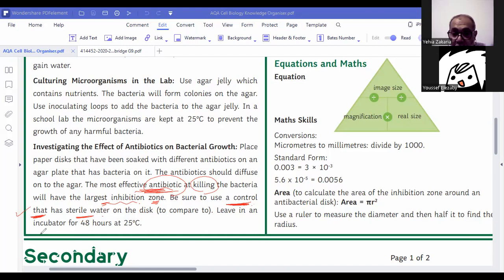The bacteria were cultivated in an incubator for 48 hours at 25 degrees centigrade to leave them to grow enough, then the antibiotics are added. Any question? No question. Thank you.